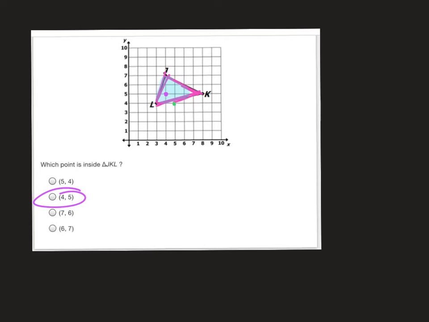Whenever we try to go with 7, 6, if I went right 7, up 6, I would be right here on top. So that wouldn't work. If I did 6, 7, I'd go right 6, up 7, so I'm up here. So again, not inside the triangle. That's all it means, is that it has to fall inside that shape.